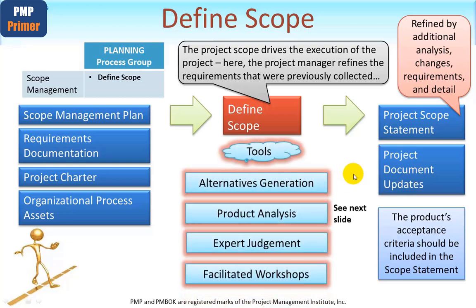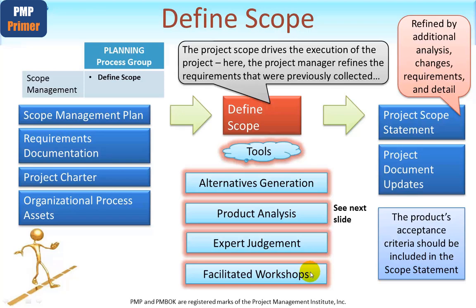As for tools, we're going to cover product analysis in the next slide. Just talking briefly about alternatives generation. This is to encourage the team to consider all options relating to the project scope. And the use of brainstorming is quite a good way of doing this. Expert judgment. This will normally use technical experts as we take the requirements and translate them into the project scope statement. Facilitated workshops with key stakeholders invited, of course, are an excellent way of developing better understanding about the detail within each requirement.